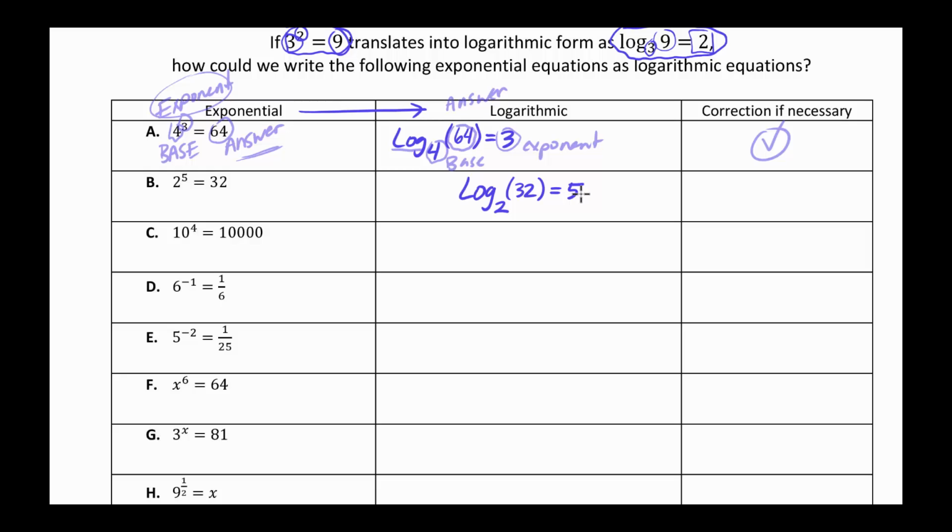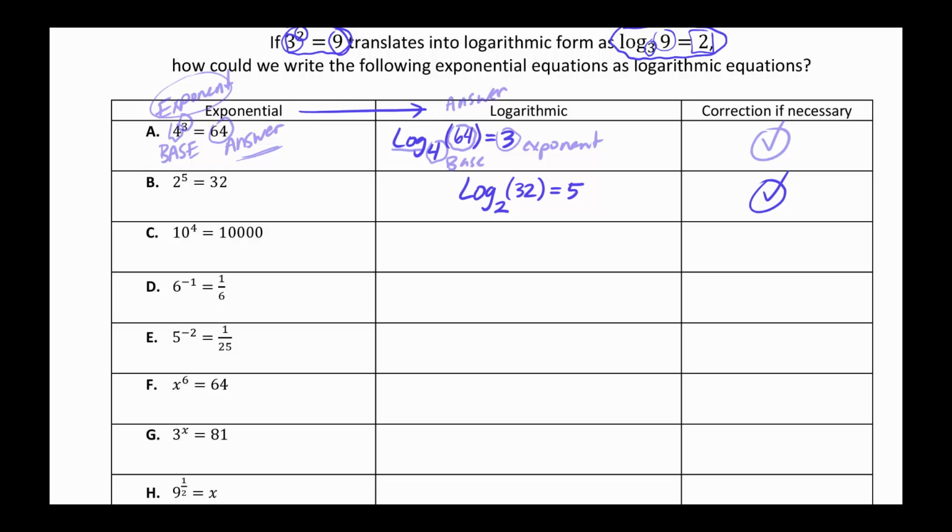And then equals the exponent. The exponent's always the last thing, and our exponent here was a 5. 2 to the 5th power is 32. So its logarithmic form is log base 2 of 32 equals 5. If you didn't get that correct, you can mark it right over here. Put that answer right there to make sure you have the correct format. You can go ahead and cross off your other answer if you got it wrong. That way you know not to trust it.